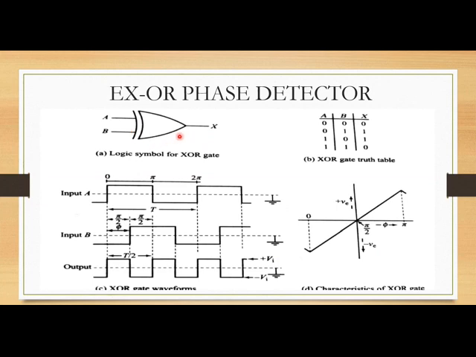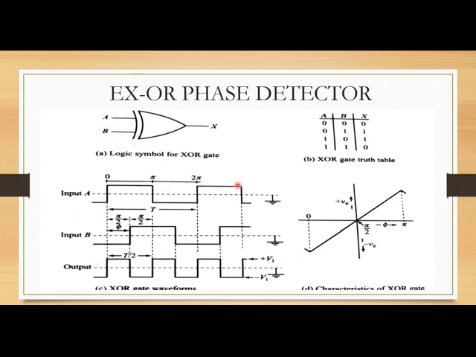We use an IC having XOR gates. So we know that the XOR gate output is high when either of the one input goes high. If both inputs are same, then the output of the XOR gate is 0. So the same concept is used in the exclusive OR phase detector.